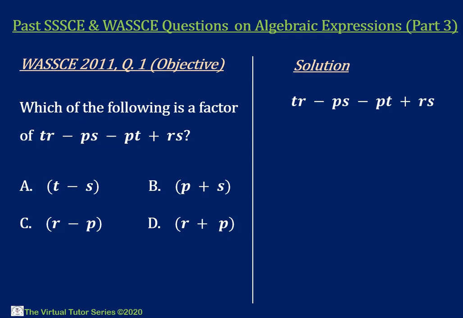This expression contains 4 terms, so we can easily determine its factors using the method of grouping. But before then, let's rearrange the terms by pushing negative PS beside RS. So the expression now becomes TR minus PT plus RS minus PS. We then put the first 2 and last 2 terms in brackets and factorize each group separately.